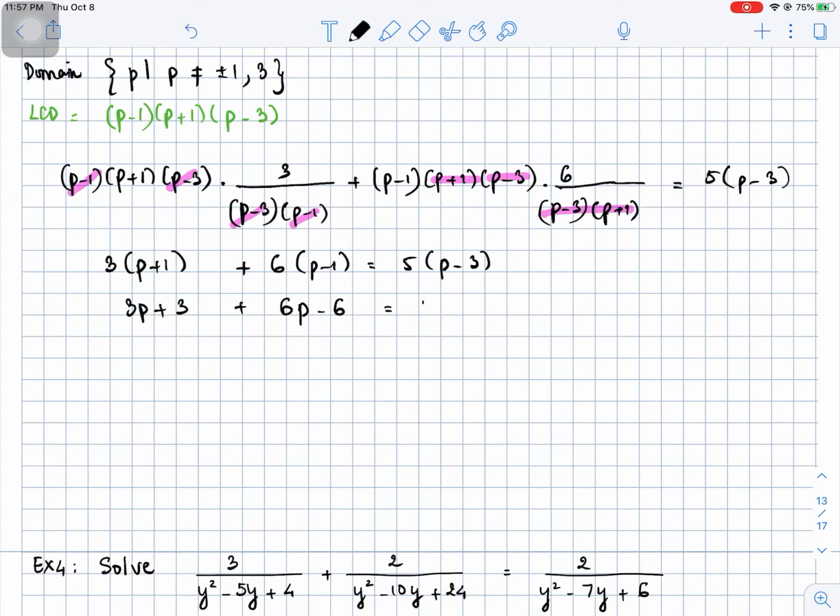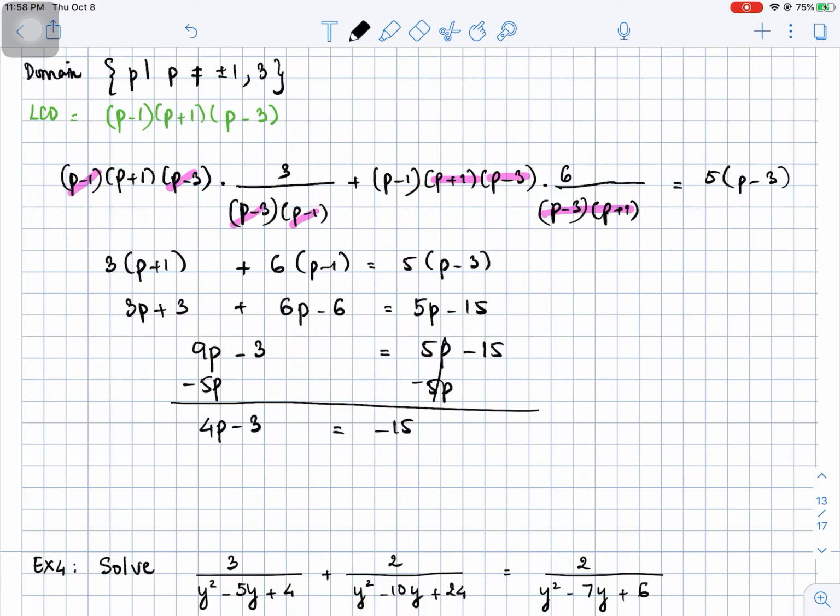To continue, we need to open parentheses because we just got rid of the denominator. So we just go ahead and distribute the 3, the 6, and the 5. And we collect like terms. On the left side, we have 9p minus 3. On the right side is 5p minus 15.